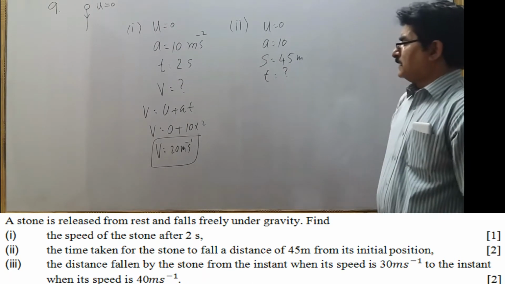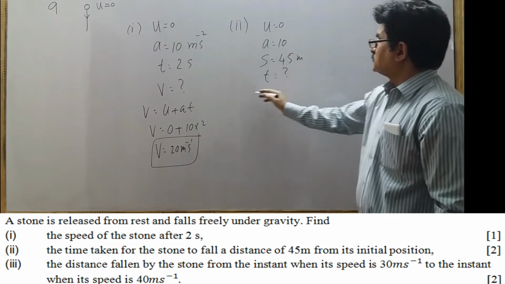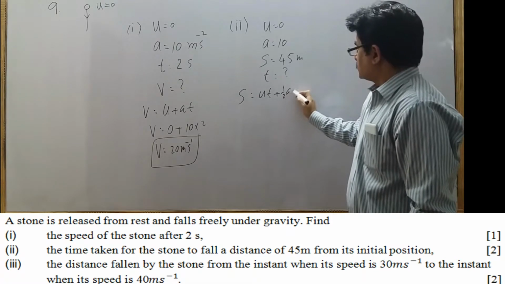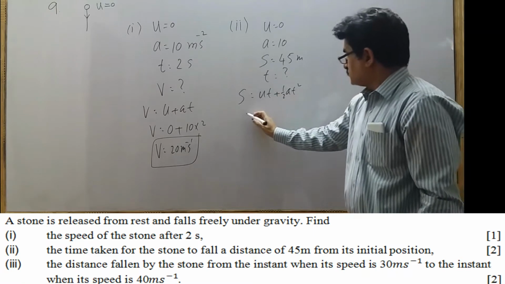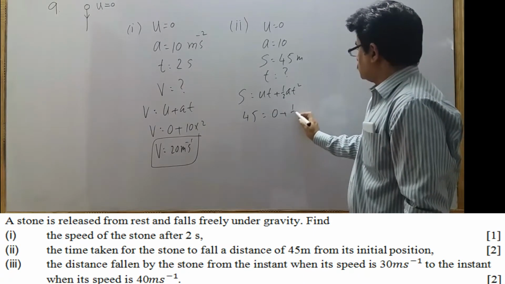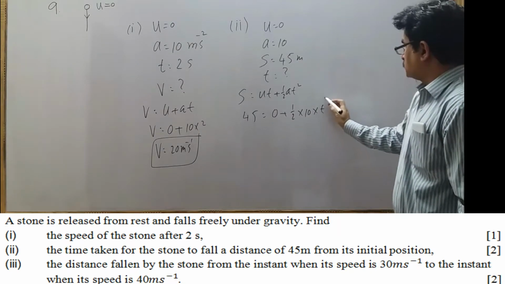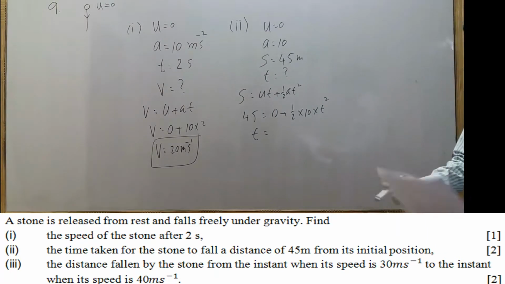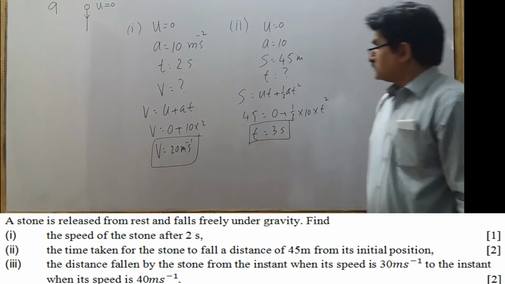Again we have to think about which equation of motion to select. On this we can apply s is equal to ut plus half at square. Putting the values, you have 45 is equal to 0 plus half into 10 into t square. Using a calculator, you will get 3 seconds. This is the answer to the second part.